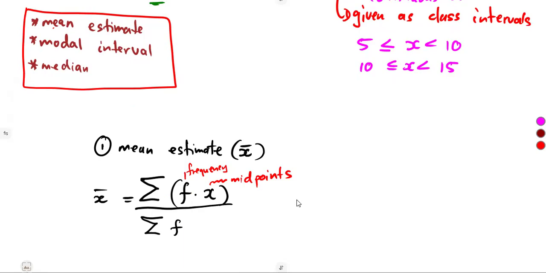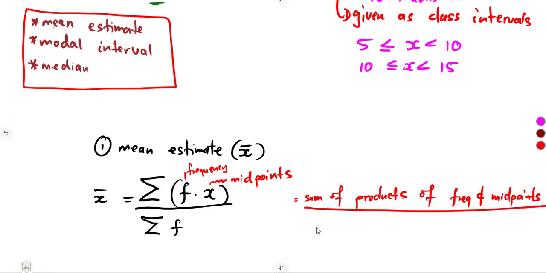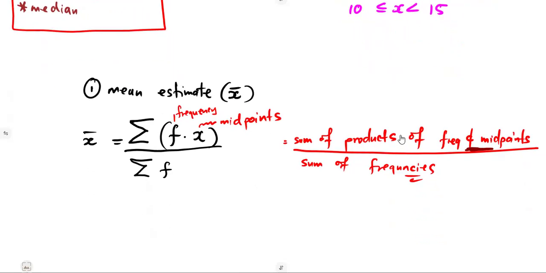So in other words, we are talking about the sum of what? Sum of products of what? Frequency and midpoints, over the sum of frequencies. This is the concept. You add the products of frequency and midpoints. So whenever we are to find the mean, the formula is needed. I'm going to show you the adjustments that we are going to do on the calculation as we work through the examples.